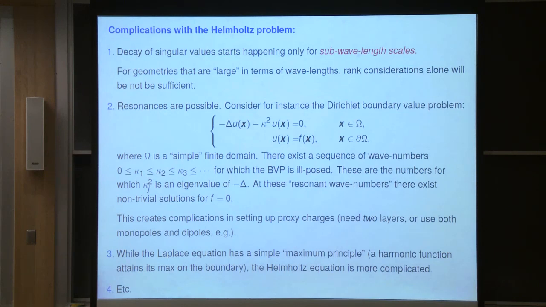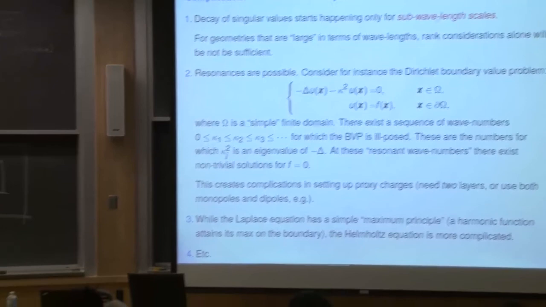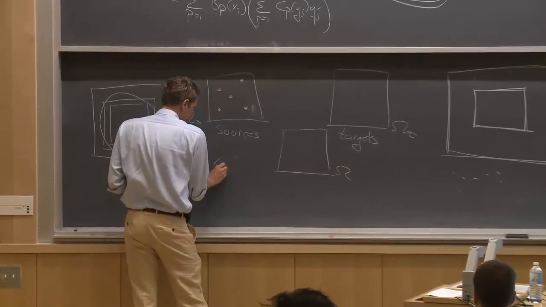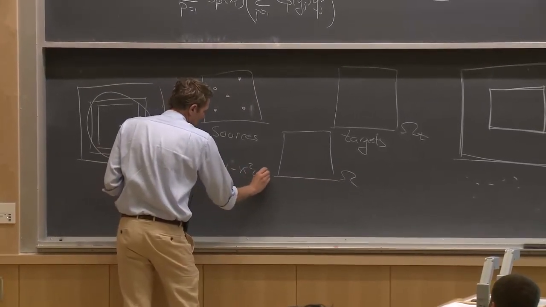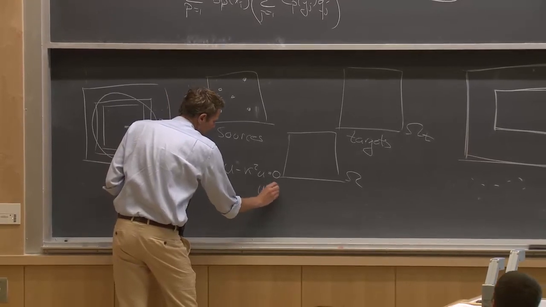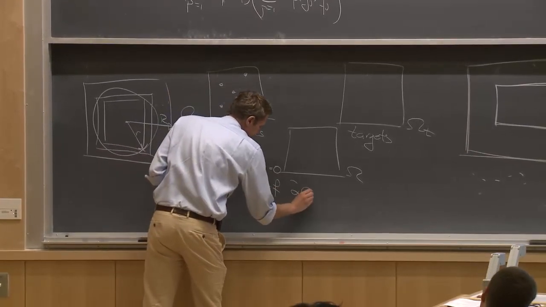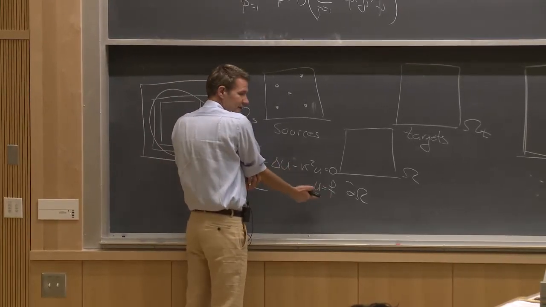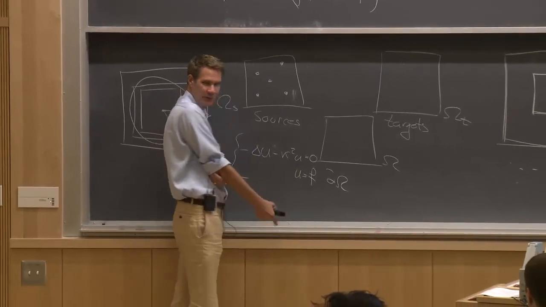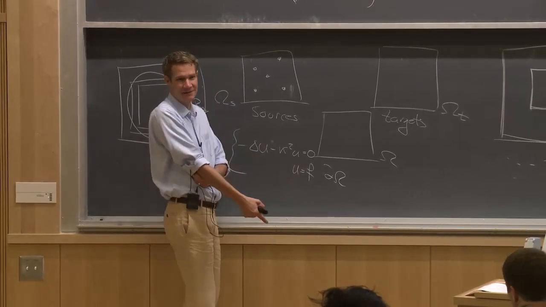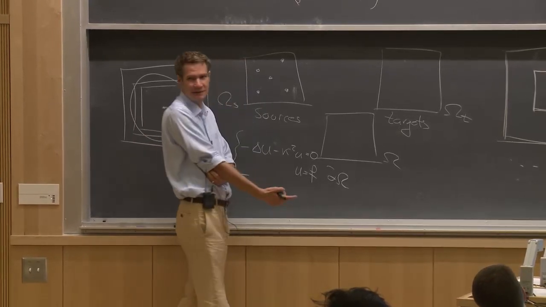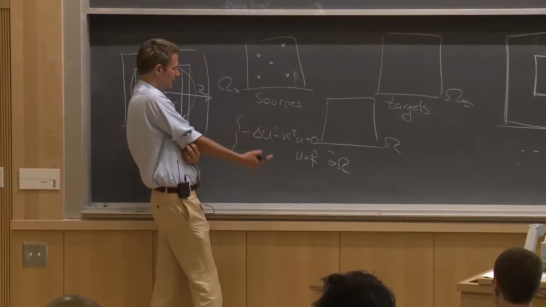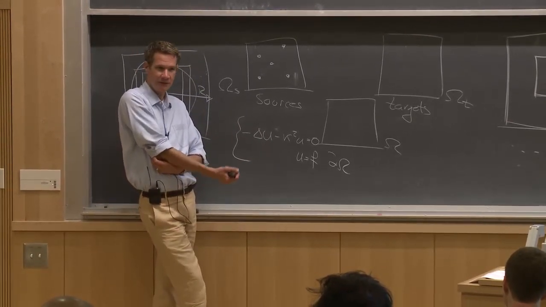So if we look at some box, omega, and just the Dirichlet problem, then you will find that for certain values of kappa, this solution is ill-posed. There are functions f for which it does not have a solution, and you can set f equal to 0, and it still has solutions. So when does this happen? This happens precisely when kappa squared is an eigenvalue of the Laplace operator with 0 Dirichlet data.